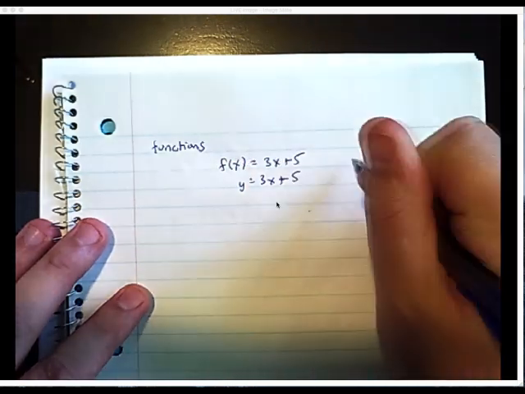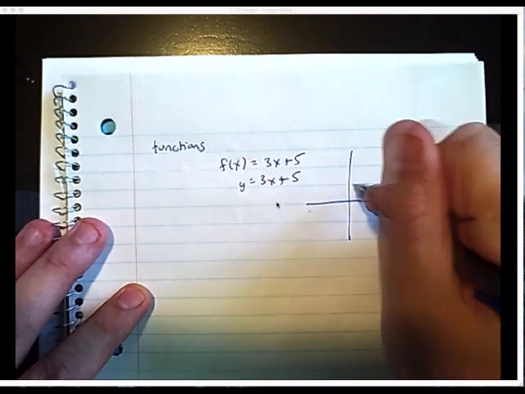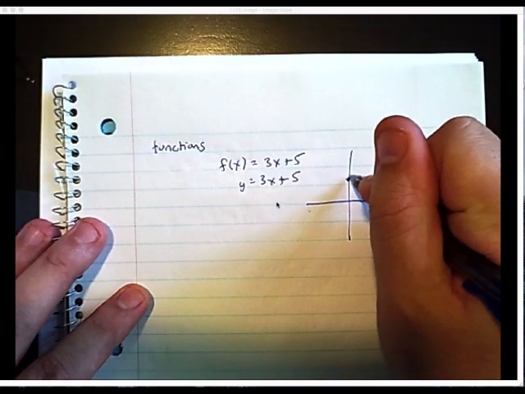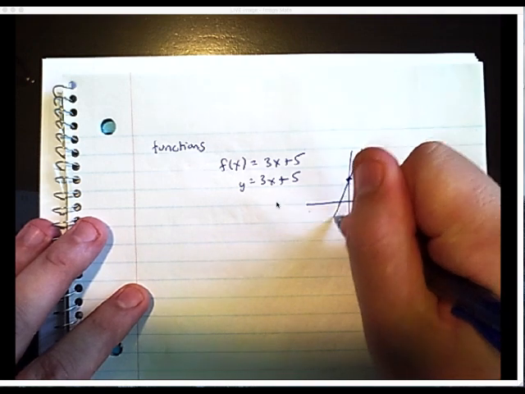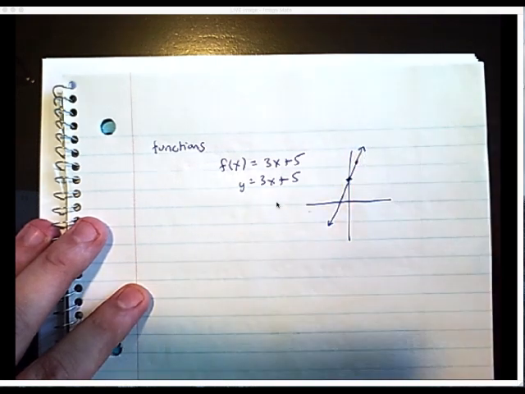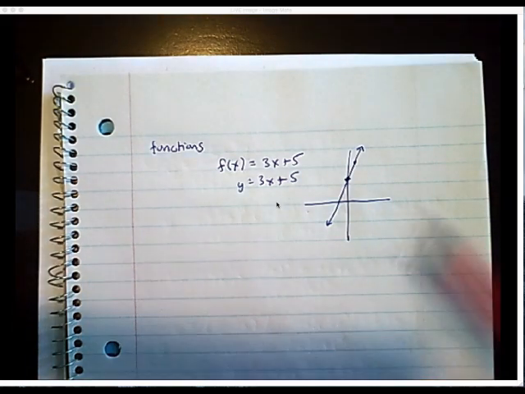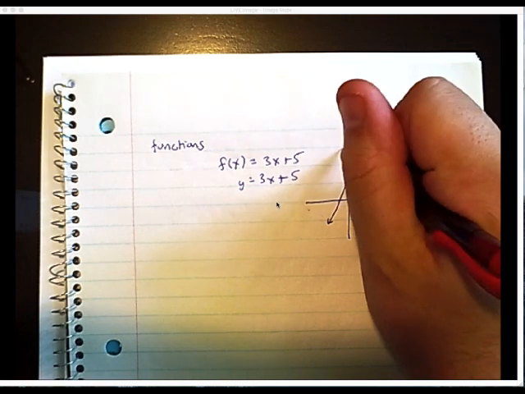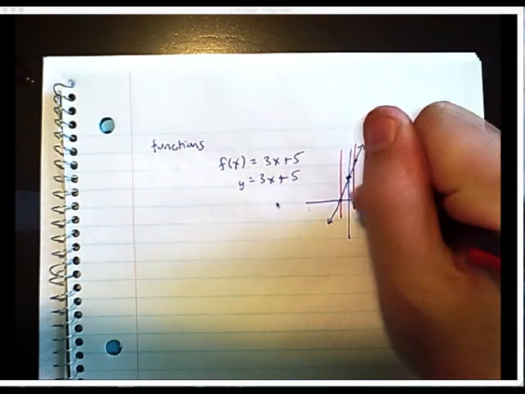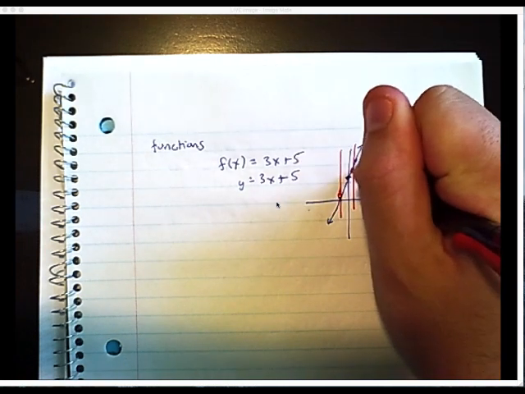And then if we were to graph that, it would have a y-intercept of 5, and then we rise 3 and run 1. And we keep doing that, and we get our line in this case. This is a function, okay? It's a function because for any value of x, it passes the vertical line test.